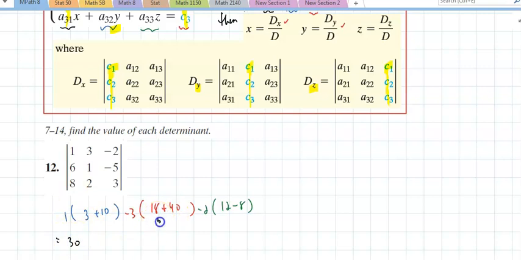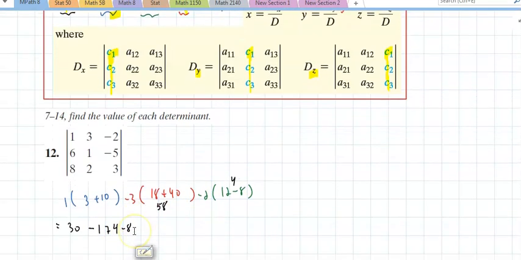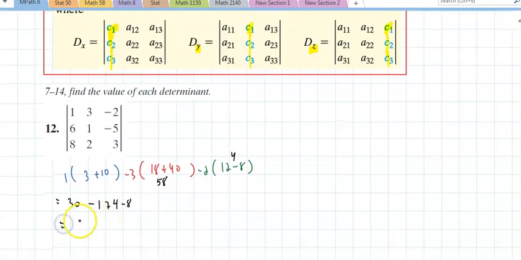This is 58. 58 times 3, that is, what is that? Negative 24, 15, negative 174. And this is a 4 minus 8, and that turns out to be 30 minus 182. Negative, a mistake was here, this was 13, my mistake.